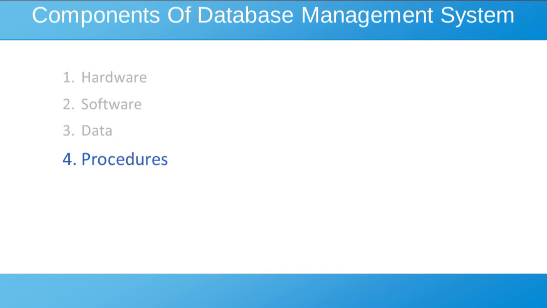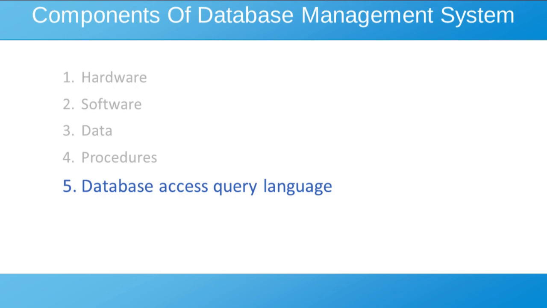4. Procedures. DBMS procedures are the guidelines that dictate how the database is set up and should be used. These procedures govern how data is accessed, modified and archived. In simple words, these are the instructions on how a DBMS should be used.